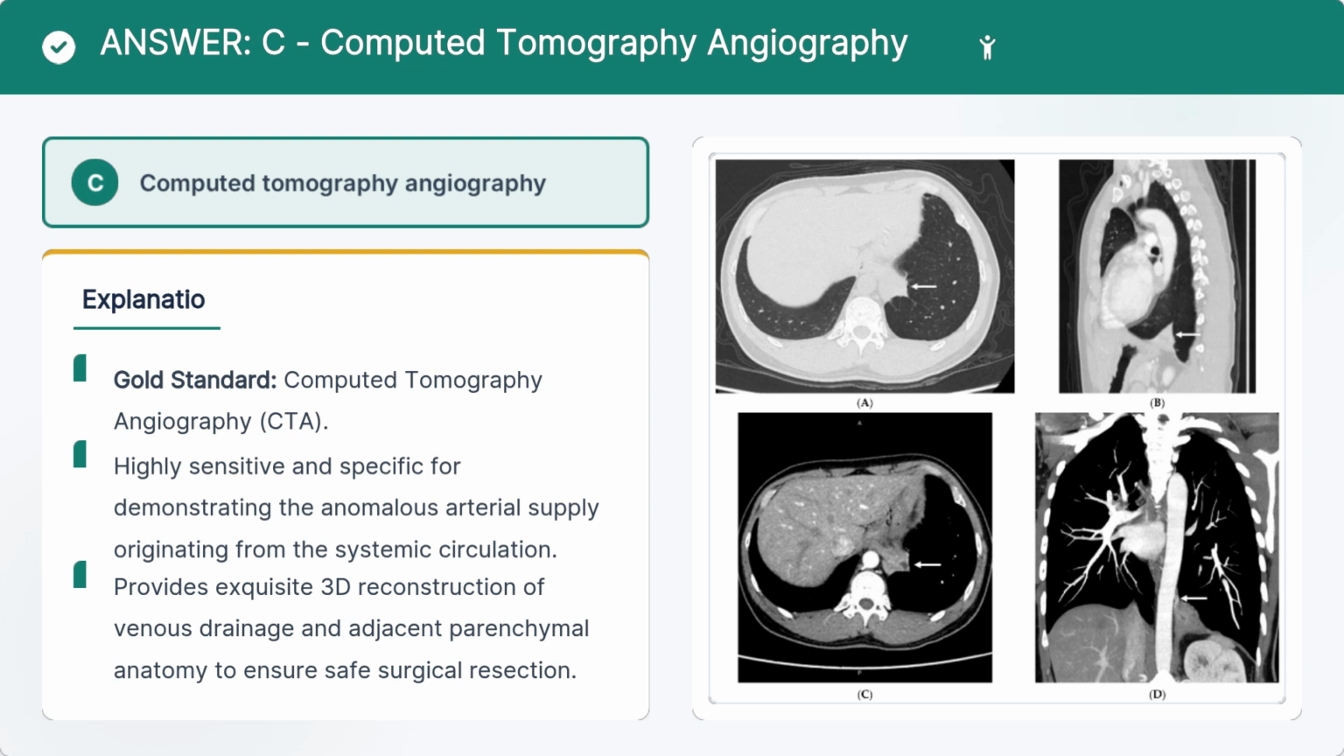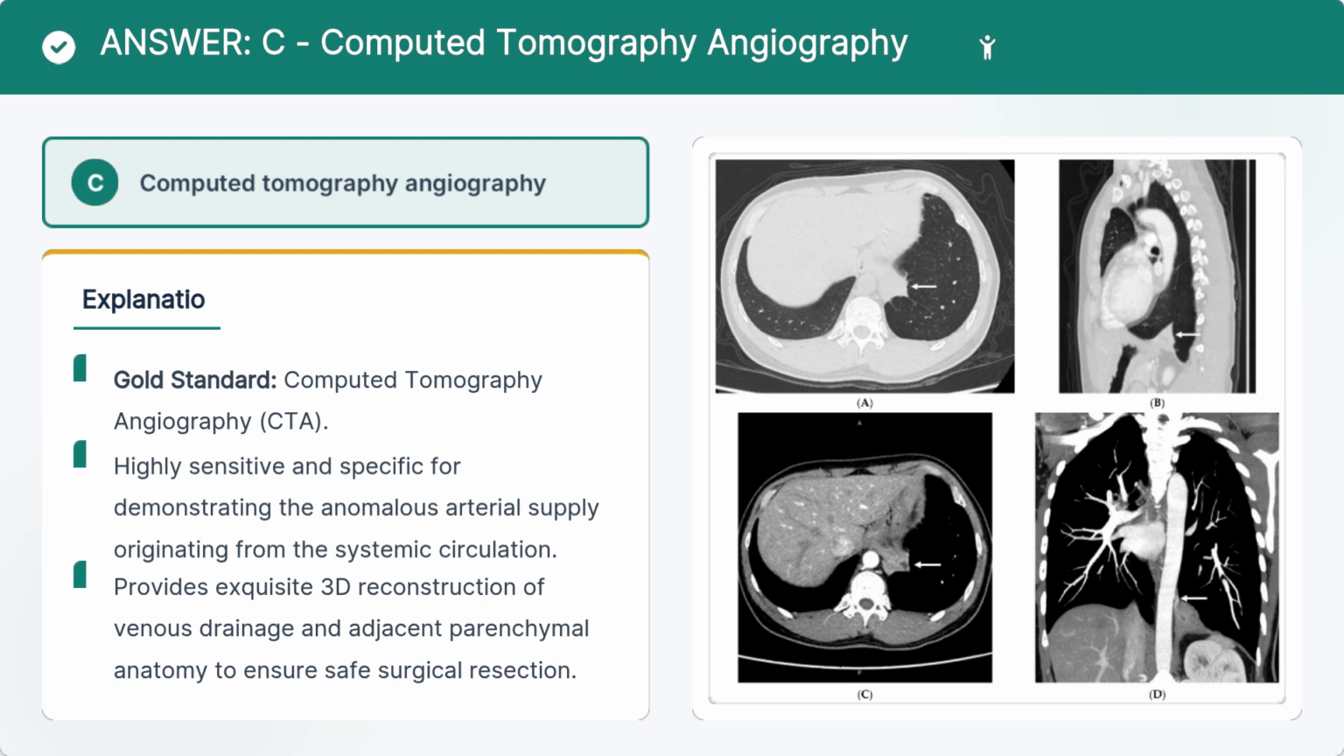The correct answer is option C, computed tomography angiography with contrast, the gold standard for preoperative vascular mapping in bronchopulmonary sequestration. It is highly sensitive and specific for demonstrating the anomalous systemic arterial supply originating from the aorta. Beyond identifying the feeding artery, it provides three-dimensional reconstruction of the venous drainage pattern and the adjacent lung parenchyma.